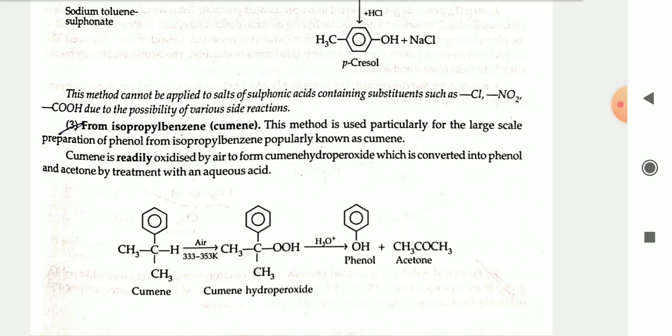Third, from isopropylbenzene called cumene. This method is used particularly for the large scale preparation of phenol from isopropylbenzene, popularly known as cumene. Cumene is readily oxidized by air to form cumene hydroperoxide, which is converted into phenol and acetone by treatment with an aqueous acid. Cumene in presence of air at 333 to 353 K will give cumene hydroperoxide, and with hydrolysis it will form phenol plus acetone.